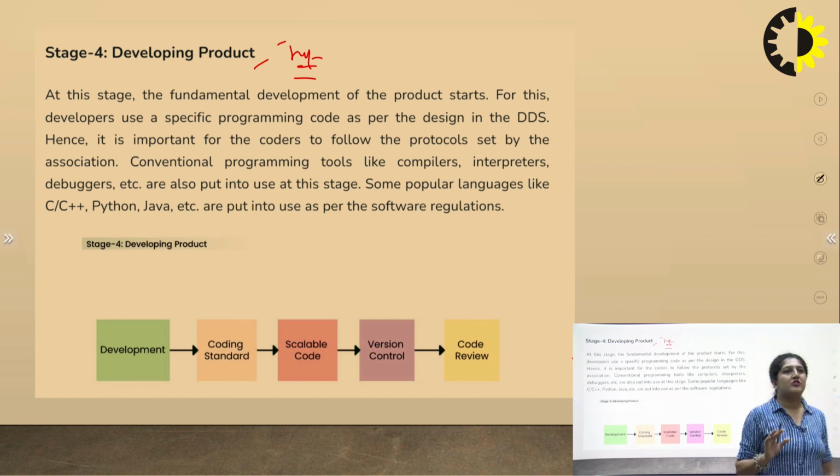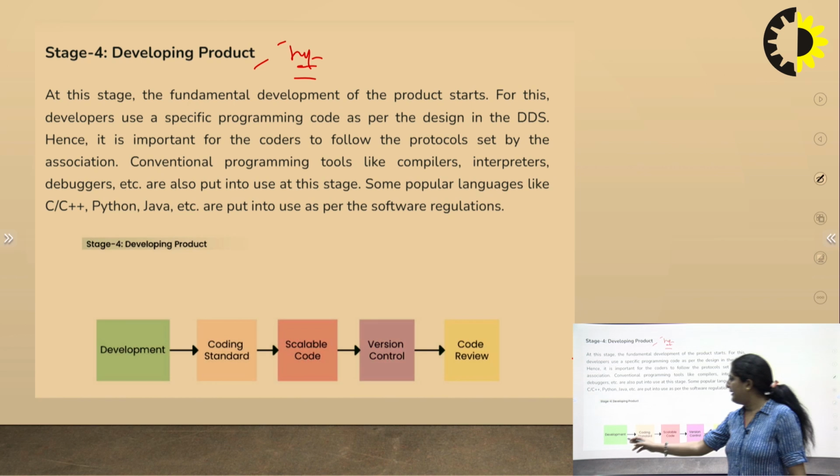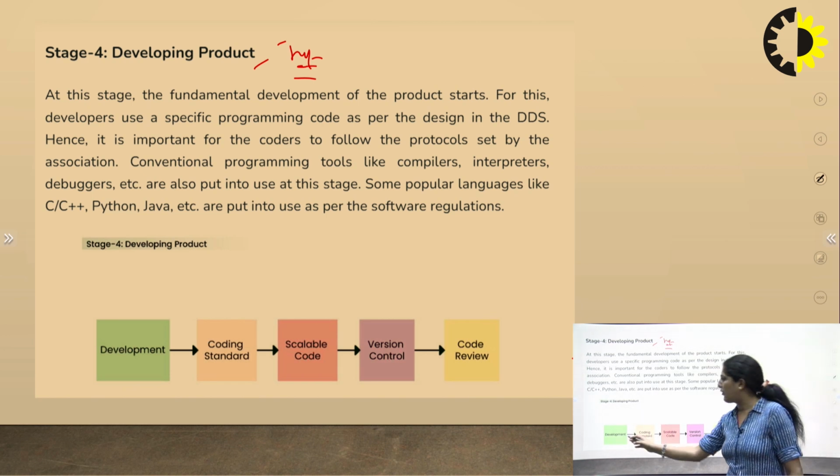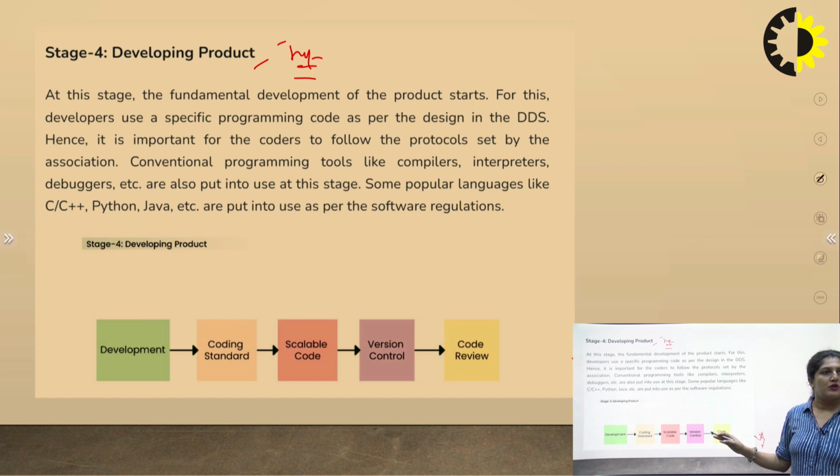And the conventional programming tools like compiler, interpreter, debugger, etc. are used in these stages. So here: development, then coding standards, then scalable code, then version control, then a code review will be done. So these are the steps for the development phase.